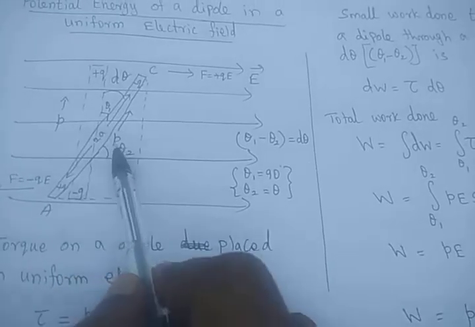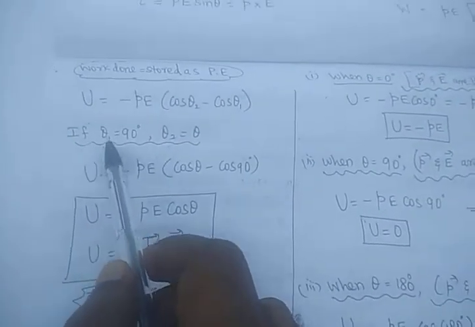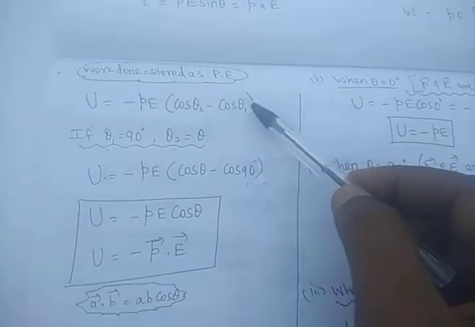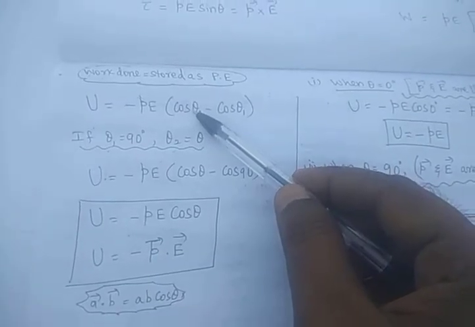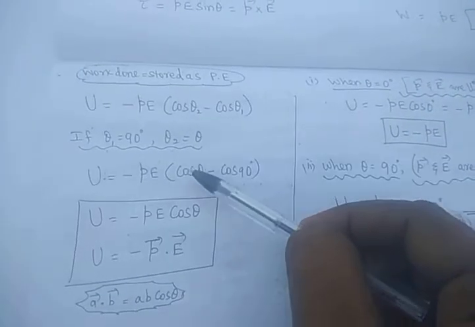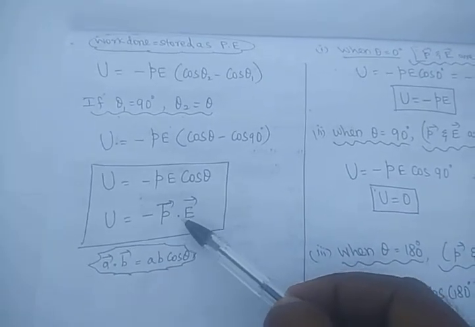That is the angle between the dipole moment and the electric field. So if theta 1 is equal to 90 degrees, theta 2 is equal to theta. Now you substitute: theta 1 is equal to 90 degrees means cos 90 is 0. Only we get minus PE cos theta. That is P vector dot E vector.